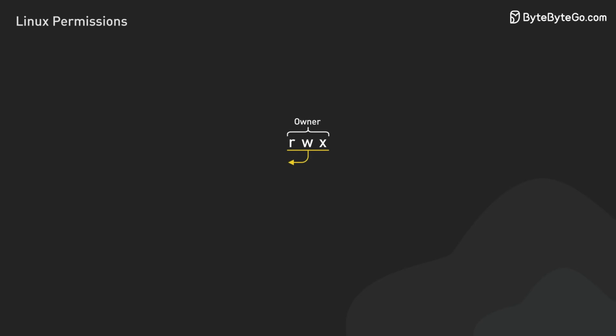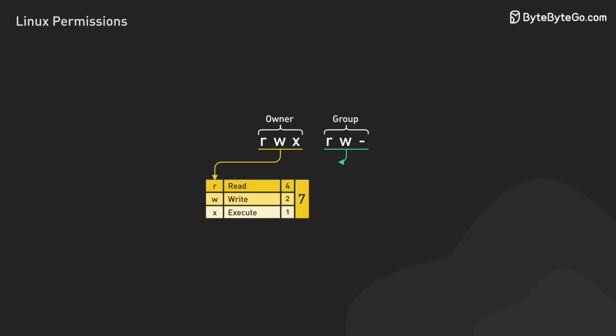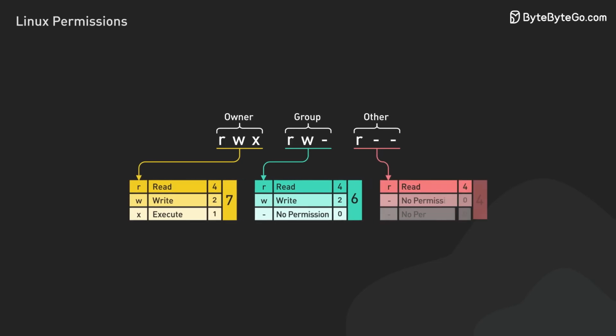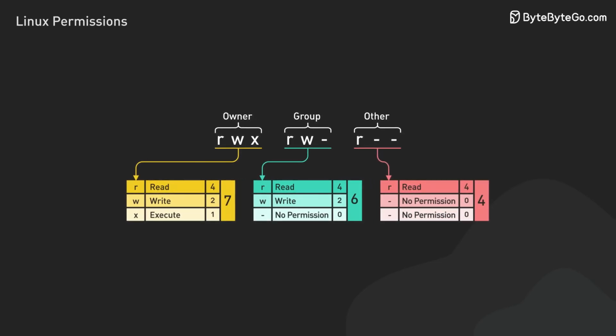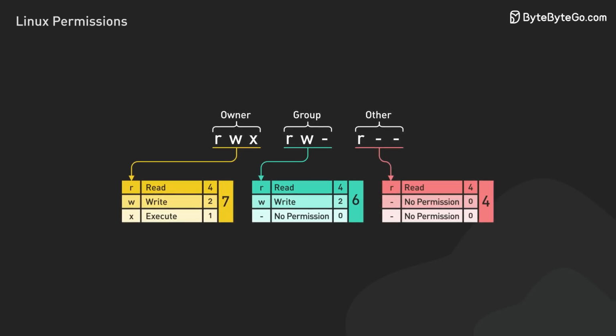Let's consider a practical example. Suppose you have a file where the owner has full permissions, which is RWX and translates to 7. The group can read and write, which is RW- and translates to 6. Others can only read, which is R-- and translates to 4. In octal, you could represent this as 764.